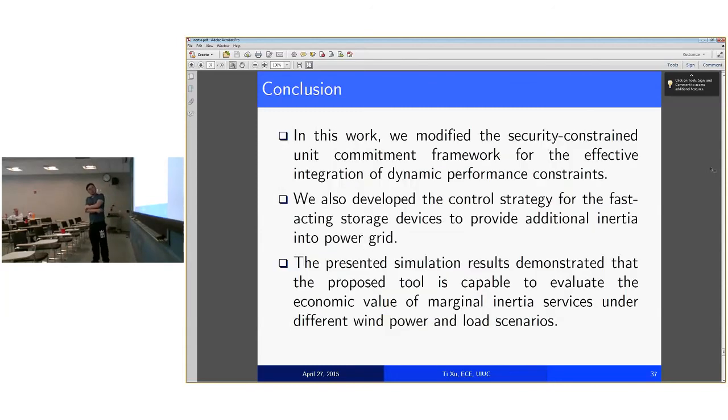That's pretty much the work we have done. We find the security constraint in the unit commitment problem to find the economic value of the inertia services. And we also come up with the storage control algorithm to provide the so-called virtual inertia into the system.